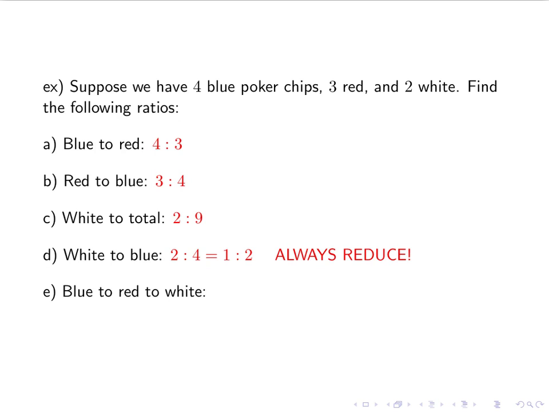So here's an example of more than two things that I'm comparing. So blue to red to white. So again, just make sure you're doing it in the correct order. You have 4 blue, 3 red, 2 white. So 4 to 3 to 2. If I wanted to reduce this ratio, I would have to find a number that all 3 have in common. The 4 and the 2 have a 2 in common, but there's no 2 in the 3, so I cannot reduce this one any further. So it's just 4 to 3 to 2.